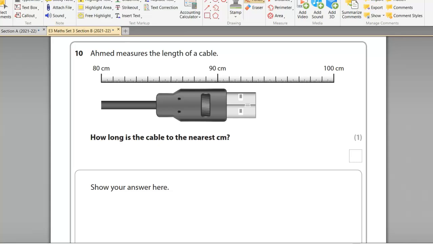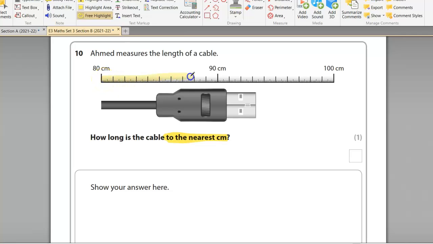Question 10. Ahmed measures the length of a cable. How long is the cable to the nearest centimetre? So that's important wording. To the nearest centimetre. So let's look at this cable. This is the cable's length, and we need to measure its length right up to the end of where it plugs in.